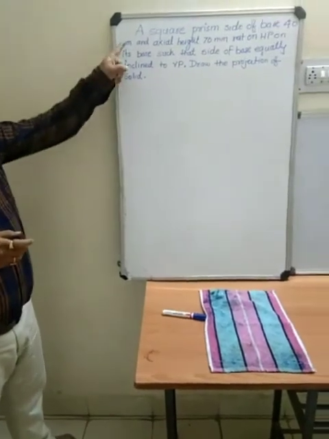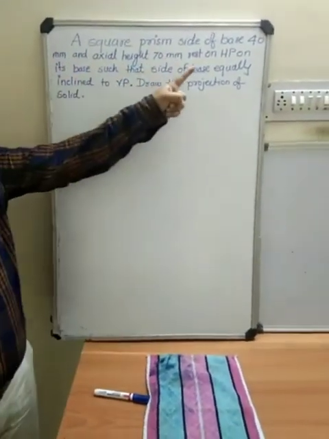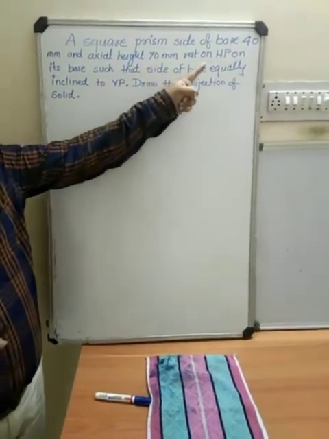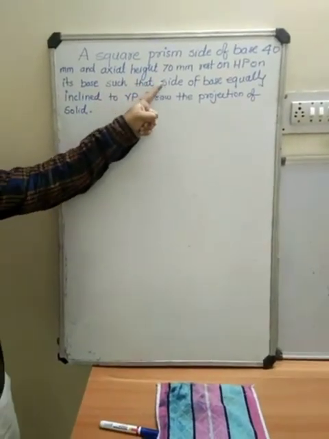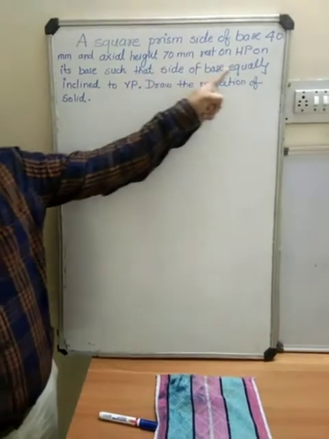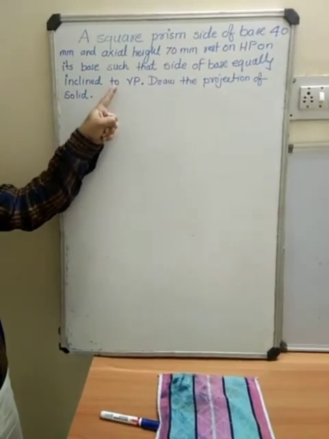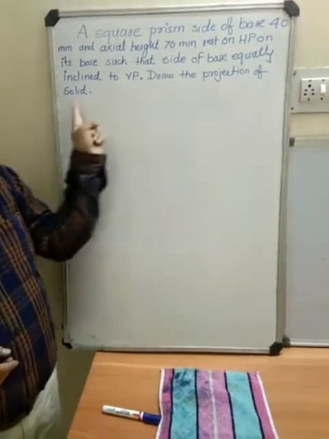Now the problem is: a square prism, side of base 40 mm and axial height 70 mm, rests on HP on its base such that the side of base is equally inclined to VP. This is the condition, side of base equally inclined to VP, that I will explain while solving the problem. Draw the projection of the solid.